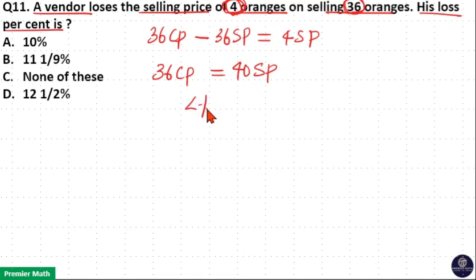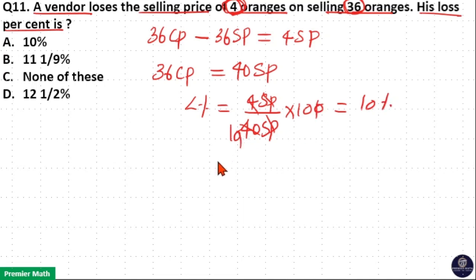Now loss percentage is equal to, loss here is equal to sell price of 4 oranges. This loss is from this total cost. That is total cost is sell price of 40 oranges into 100, which is equal to 4 by 40 into 100, which is 10%. So option A is your answer.